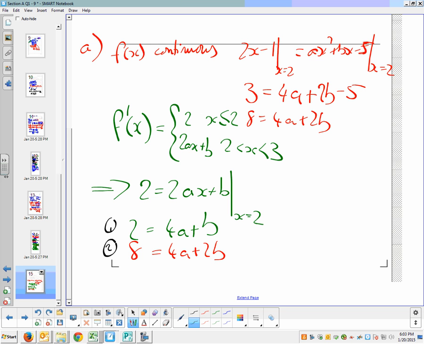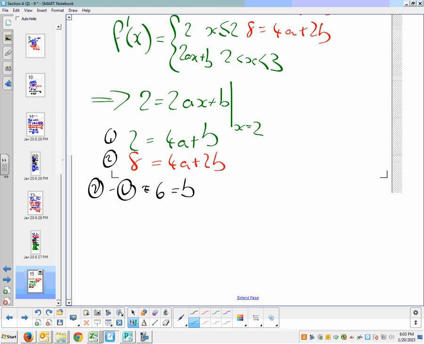Let's do 2 minus 1 to give me 6 is equal to b. 2 is equal to 4a plus 6. 4a is equal to minus 4. A is equal to minus 1.